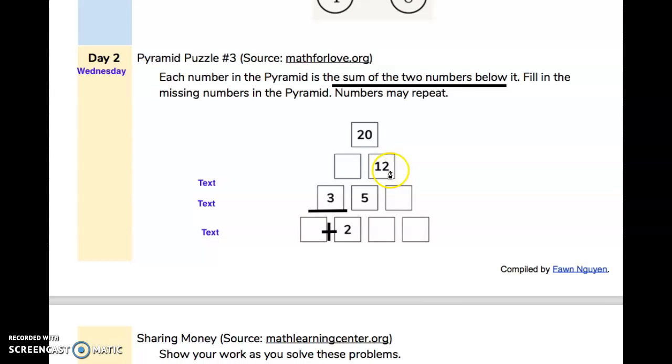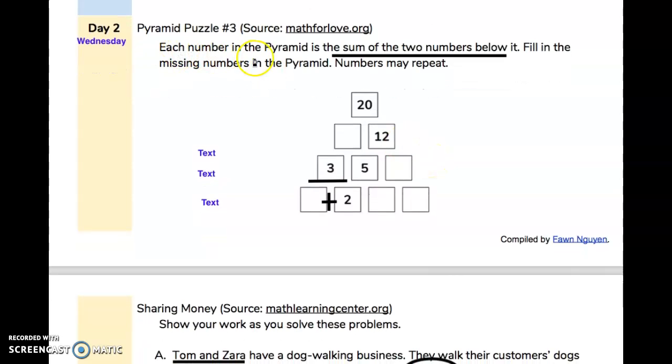So for this one, the pyramid puzzle, it's a pretty fun one, I think. Each number in the pyramid is the sum, which remember, sum means adding, of the 2 numbers below it. Fill in the missing numbers in the pyramid. So check out these 2 boxes. It's the sum of the 2 numbers below it.